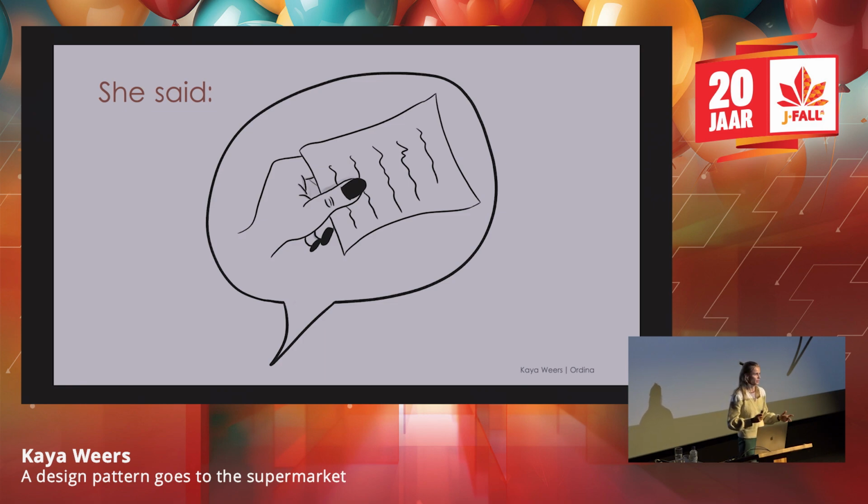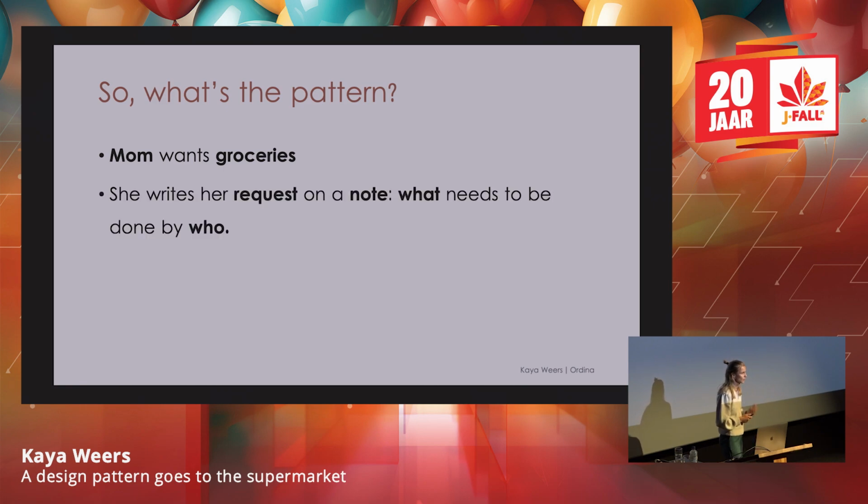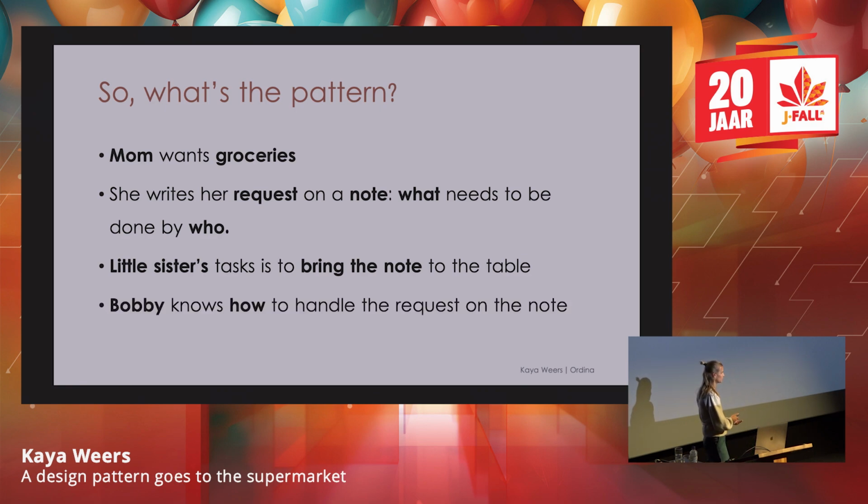Because there will be design patterns in everything they do. So the situation we just saw, what was happening? First of all, Mom wants her groceries, and she wants her son to get them. So she writes everything down on a note, what she wants and who she wants to do it. Then she asks her daughter to bring it to the table. And in the end, Bobby knows what to do with it. He knows how to handle the request on the note. So this is what we just saw in the situation. So which pattern fits with it?